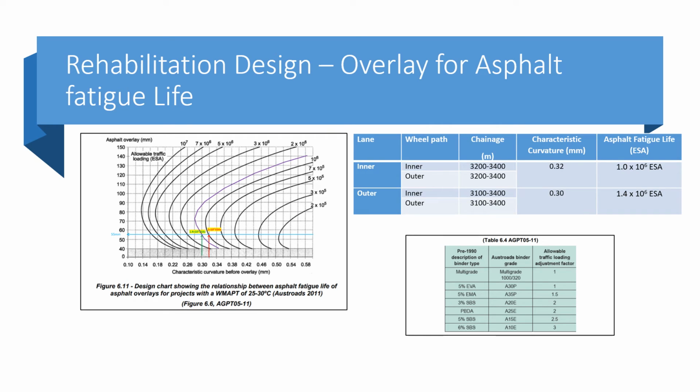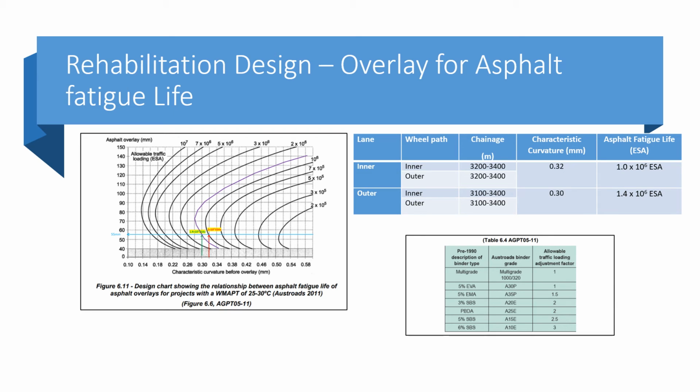For the inner lane, the adjustment factor to the fatigue life due to the use of an A10E asphalt mix is 3. Consequently, the revised fatigue life for the A10E overlay is 3 times 1.0 times 10 to the 6 equals 3 times 10 to the 6 ESA, which exceeds the traffic design loading of 2 times 10 to the 6 ESA, and so a 55 millimetre thick A10E overlay is satisfactory compared to the 110 millimetre of C320 dense grade asphalt.